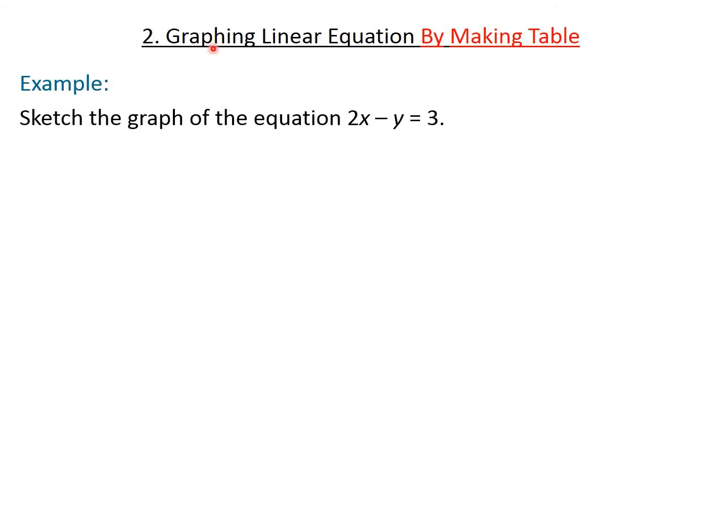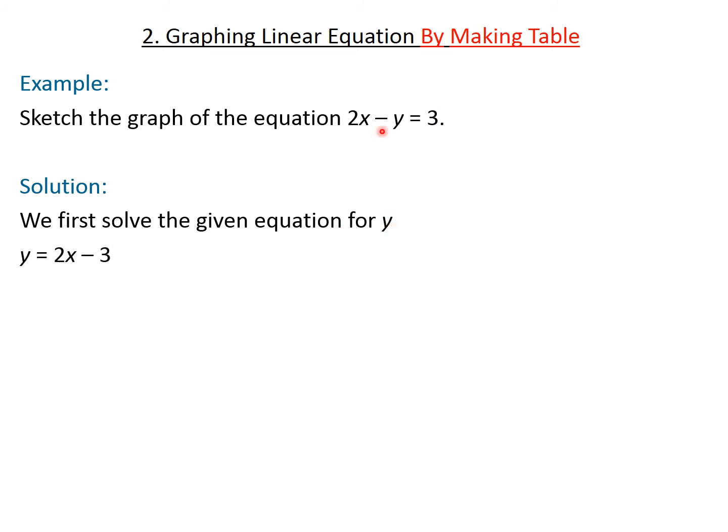Method number 2, graphing linear equations by making a table. So, for example, sketch the graph of the equation 2x minus y is equal to 3. First thing, we make y the subject of the equation. We solve this equation for y. This means we move y to the right side and 3 to the left. We'll get y is equal to 2x minus 3.